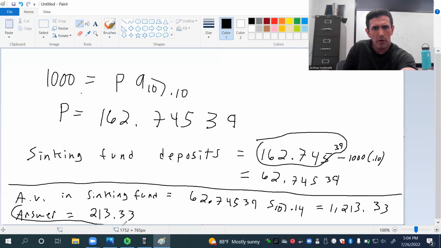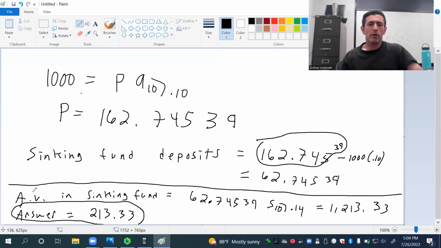The homework problem is basically the same thing, except by design, you're going to have too little in the sinking fund. You're not going to have enough. So I'm asking you how much additional money you need to pay off the loan. If you understand this problem, it's pretty quick. I could have done this a lot faster without explaining everything, but hopefully this made sense.